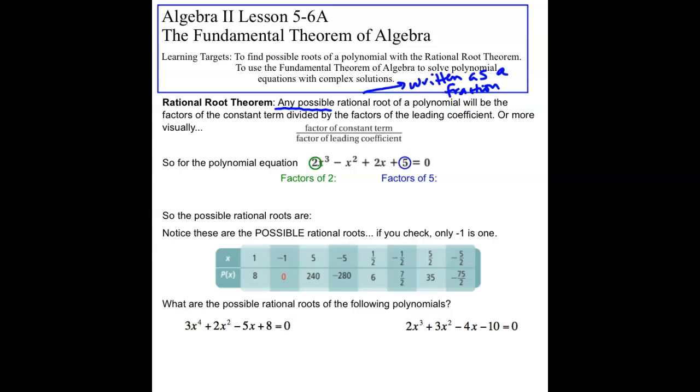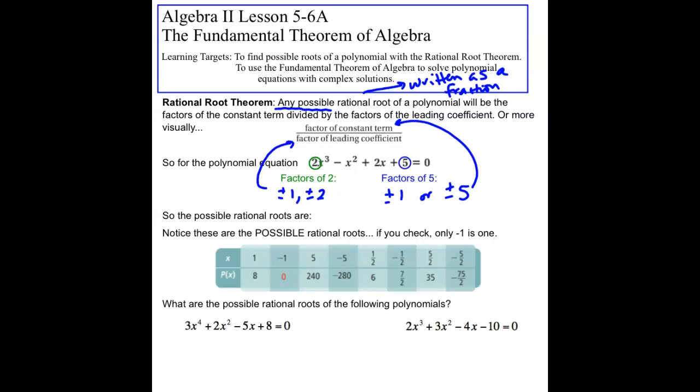Any possible rational root of a polynomial will be the factors of the constant term divided by the factors of the leading coefficient. So for this polynomial, 2x cubed minus x squared plus 2x plus 5 equals 0, the constant term is 5. So we would put factors of that constant term, so either plus or minus 1, or plus or minus 5. Those become the numerator. And then the factors of the leading coefficient, which in this case is 2, are 1 and 2.